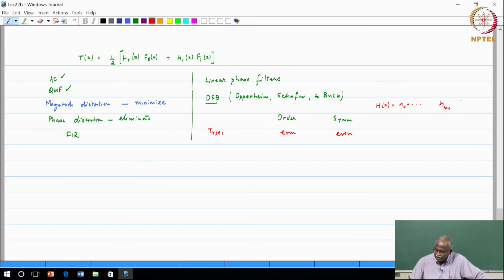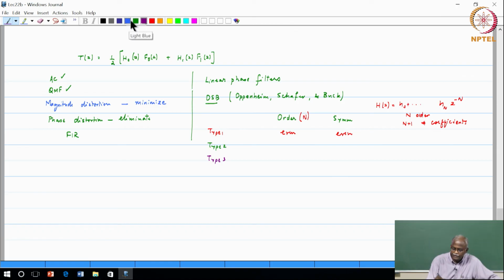Okay, and order is defined as: if I have H(z) equal to h0 plus ... last term hn z to the power minus n, n is the order, n plus 1 is the number of coefficients. Okay, the number of coefficients is one more than the filter order, and so the filter order that we are talking about is n, and if that n is even, then it is called type 1. And then you have type 2, type 3 and type 4.